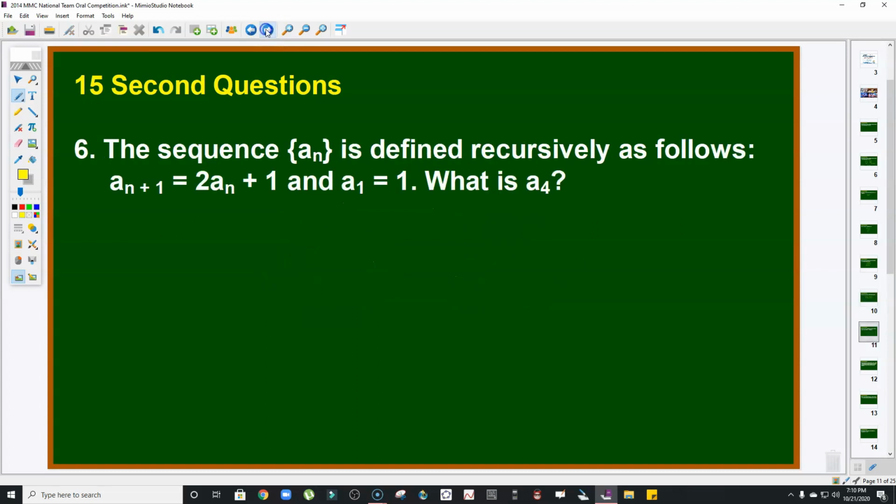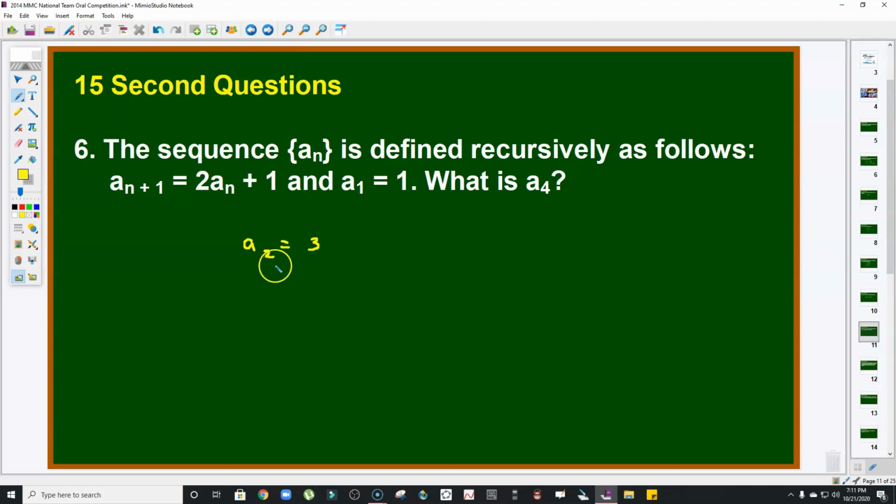Next, problem number 6. The sequence a sub n is defined recursively as follows: a sub n plus 1 equals 2 times a sub n plus 1, and a sub 1 equals 1. The question is, what is a sub 4? This is simple substitution. If n is 1, we have a sub 2 equals 2 times a sub 1 plus 1, that will give you 3.